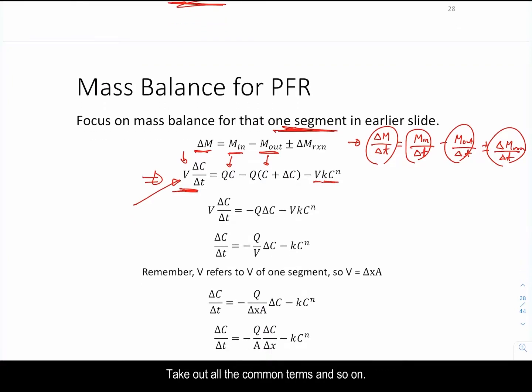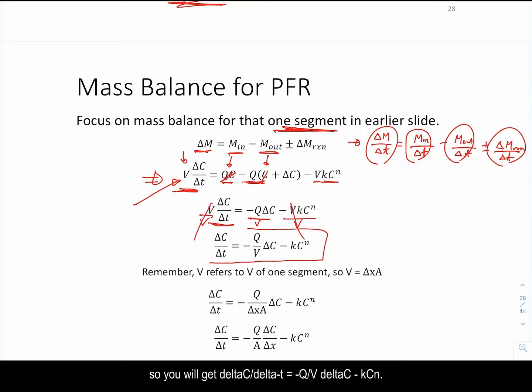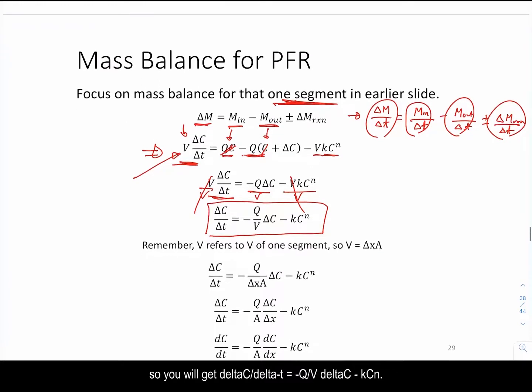And take out all the common terms and so on. So QC here and minus QC here, those things can be eliminated. Okay, so then it becomes minus Q delta C as shown here, minus V K C in there, V delta C over delta T is there, right? I'm going to divide both sides by the volume. Then you see that this gets eliminated, so you will get delta C over delta T equal to minus Q over V delta C minus KCN.